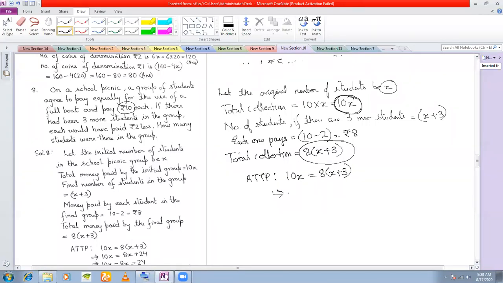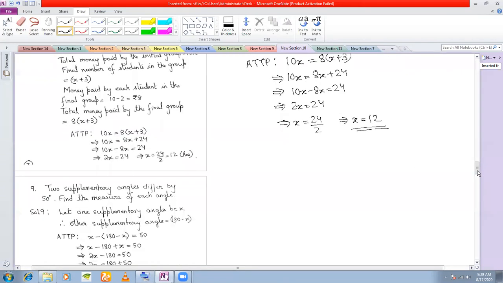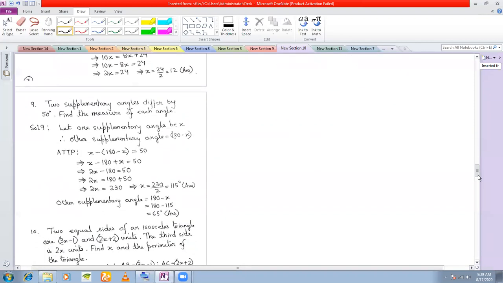Now we can solve this question. 10x equals 8x plus 24. 10x minus 8x is equal to 24. 2x equals 24. x is equal to 12. So what is the question? How many students were there in the group? We have taken the number of students in the group to be x, and we have found the number of students in the group to be 12. I'll just explain this next problem and then I'll continue tomorrow.